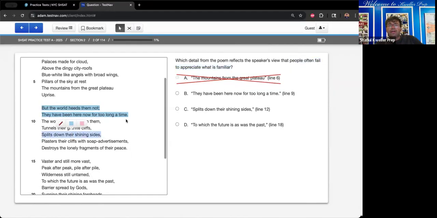Here, it's not really talking about the speaker's view, just telling us physically what is happening to nature, what people are doing to nature. But it doesn't tell us what people think about nature, so we can rule that out.